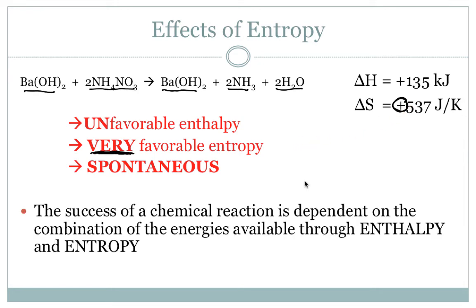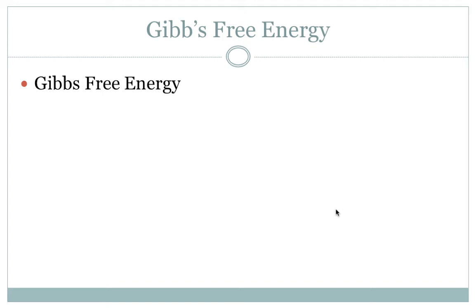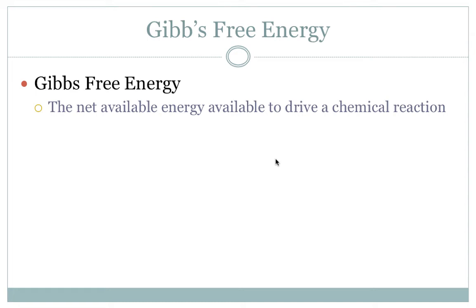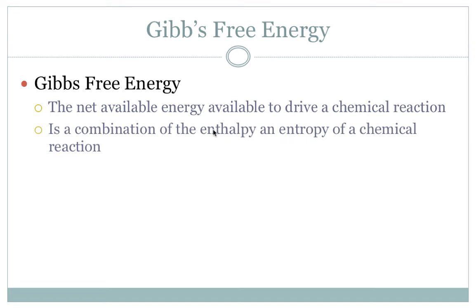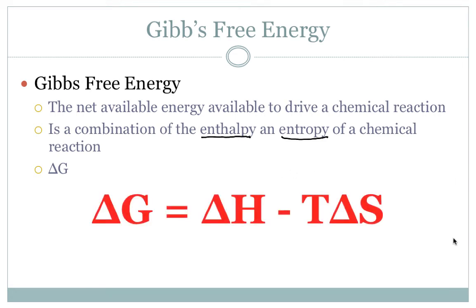It's ultimately the combination of the delta H and the delta S that determines whether a reaction will or will not be spontaneous. So we have to take the enthalpy and the entropy combined in order to actually make this prediction. And this brings us to our final topic covered in this video, the idea of Gibbs free energy. Free energy is basically the net energy available to drive a chemical reaction forwards. And as we just talked about, it's the combination of the enthalpy and the entropy in a chemical reaction. The symbol we use for Gibbs free energy is delta G, and it can be represented with an equation. Delta G is equal to delta H minus T delta S.